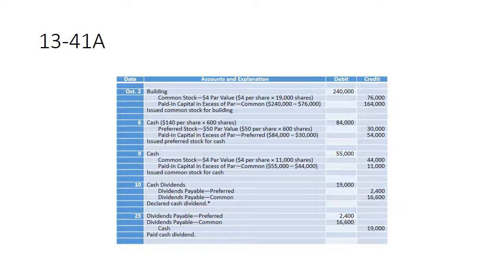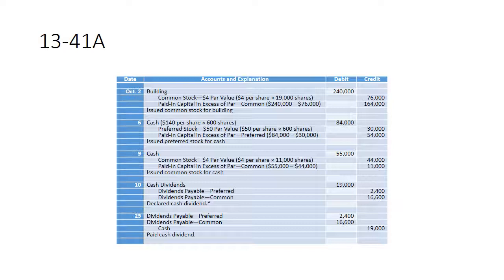In requirement 1, we need to record the following sales. On October 2nd, the company issued 19,000 shares of common stock for a building with a market value of $240,000. So the company debits the building account for $240,000. Now, as stated in the chapter, the most you can credit the common stock equity account for is the number of shares times the common stock's par value, or 19,000 shares times $4 a share, $76,000. Now, they sold the stock essentially for $240,000.